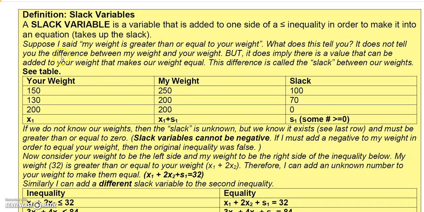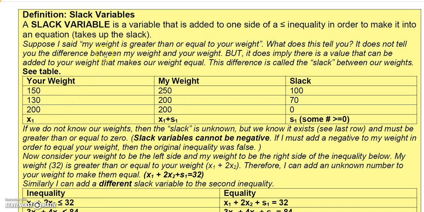First of all, let's start with the definition of slack variable. A slack variable is a variable that is added to one side of a less than or equal inequality in order to make it into an equation. In other words, it takes up the slack. So for instance, I'm going to do kind of a silly example here. Let's say that we know that my weight is greater than or equal to your weight.